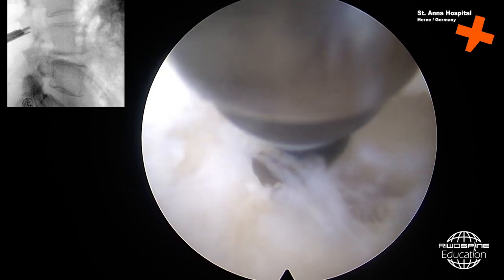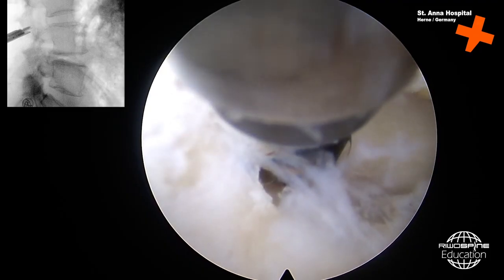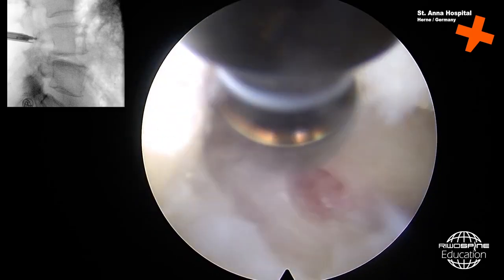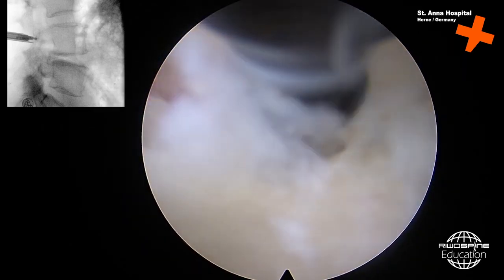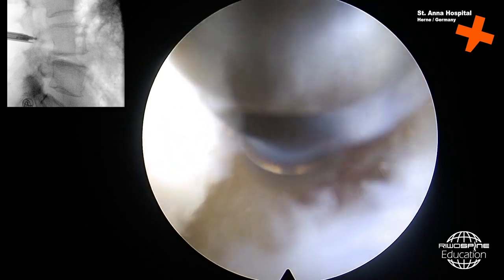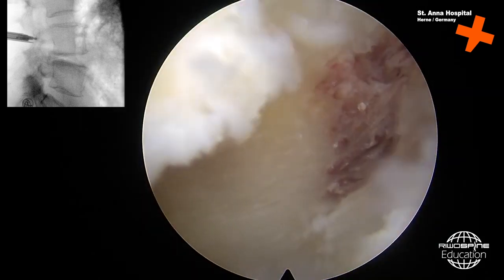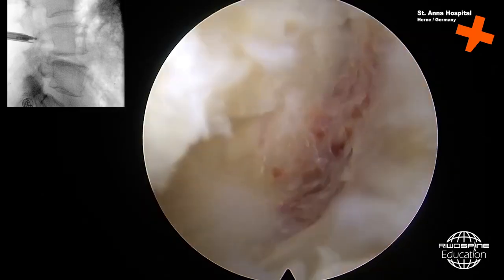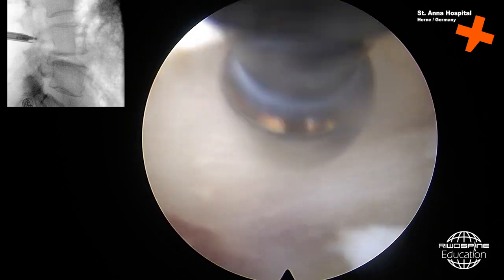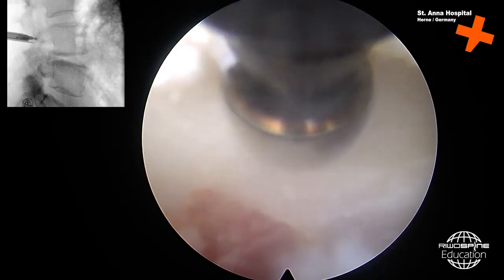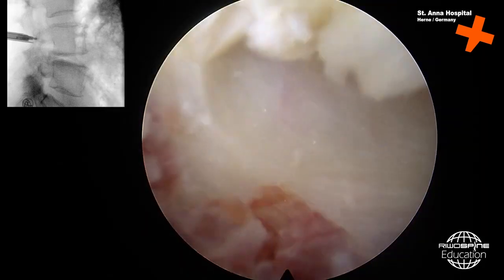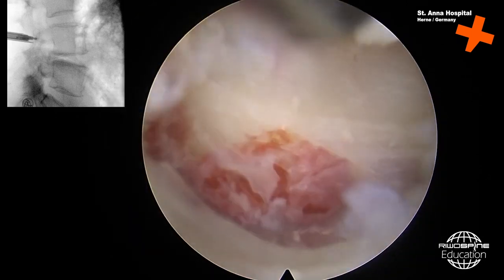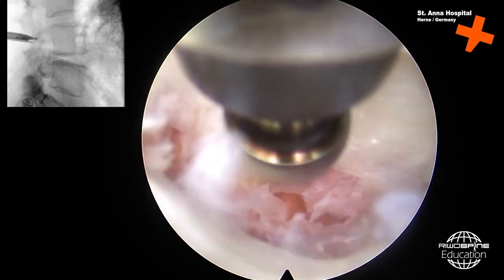So now we check how far we have to go to the caudal aspect. Make an X-ray again, please. Okay, that should be enough. So you see here's a changing of colors in the bone. That always means that's the last tissue layer of the bone, so you have to be careful not to resect more than that.